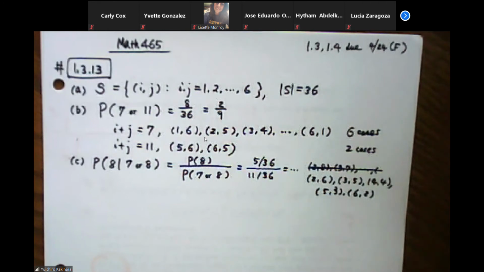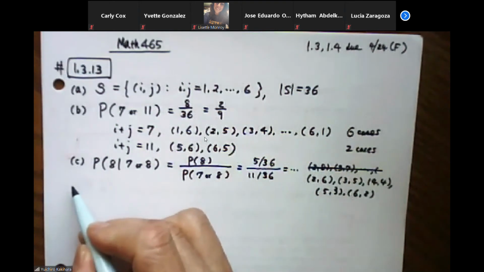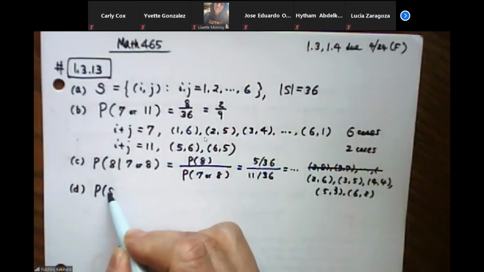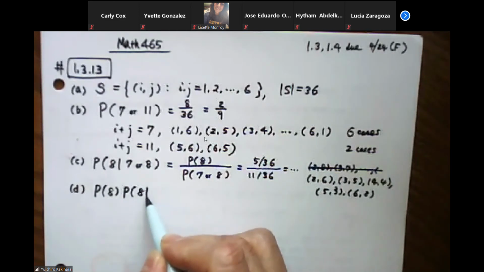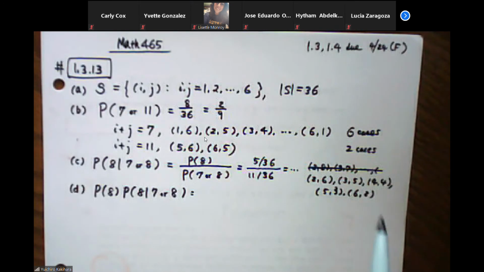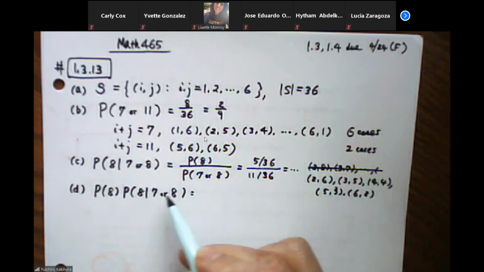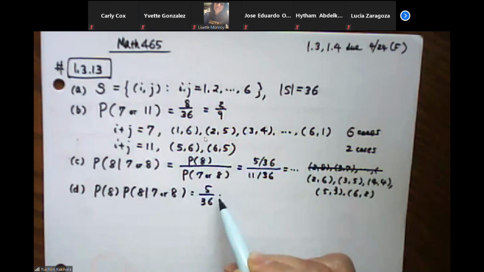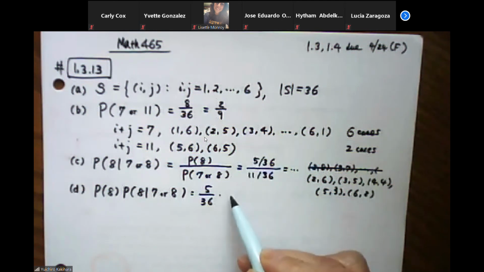That's easy. So part D is P of 8 times P of 8 given 7 or 8, right? P of 8, we have seen, is 1, 2, 3, 4, 5. Okay, 5 possibilities out of 36. So this P of 8 is 5 over 36. And then we figured out this guy, okay, this guy is 5 over 11, right? So we're done.